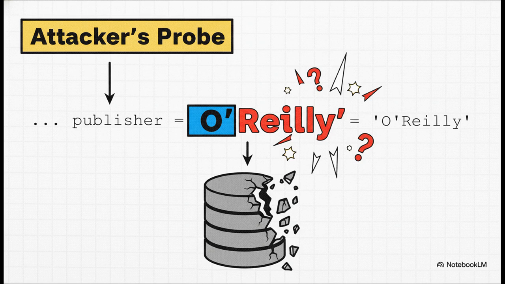Let's look at this example. The application wants to search for a publisher. An attacker inputs O'Reilly. The application, not knowing any better, builds the query you see here. The database sees the first part, publisher equals 'O', and thinks, okay, that's a string. But then it sees the rest, Riley. To the database, that's just gibberish. It's not valid SQL syntax, and the whole command just breaks.